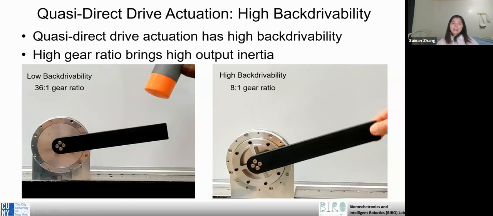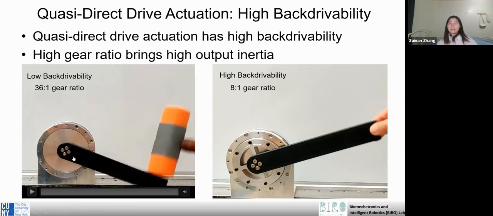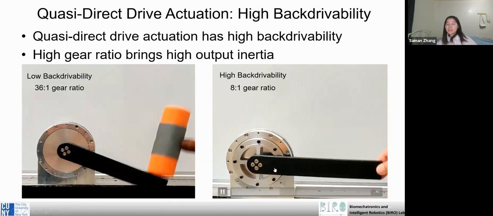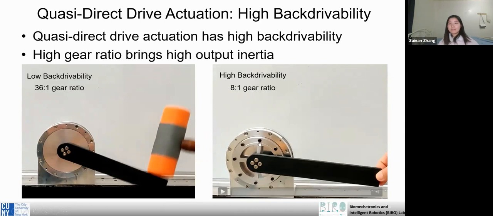And next is the Quasi-Direct drive actuation, the backdrivability. We already know that if the gear ratio is large, it will have low backdrivability. We can see the video. We need a large force to rotate the actuator. And for a small gear ratio, we can easily rotate the actuator. So now you already have a basic knowledge about backdrivability.